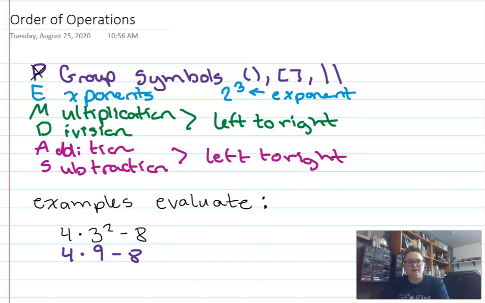Okay, now we have multiplication and we have subtraction. So the next one to do would be the multiplication. 4 times 9 is 36 minus 8. And then now we can do subtraction, which gives us 28.